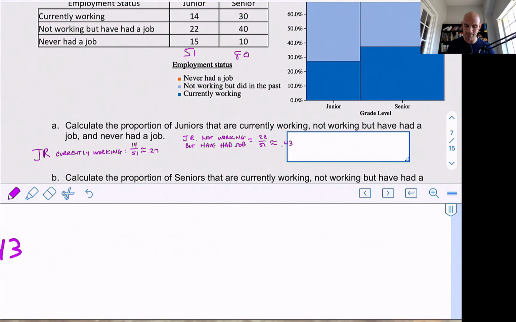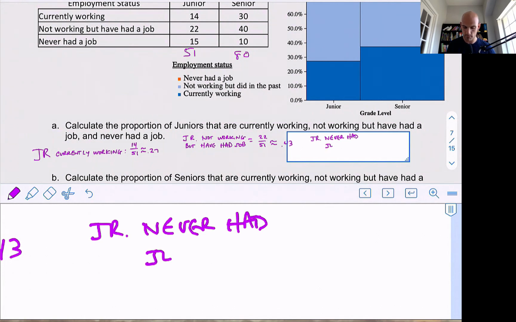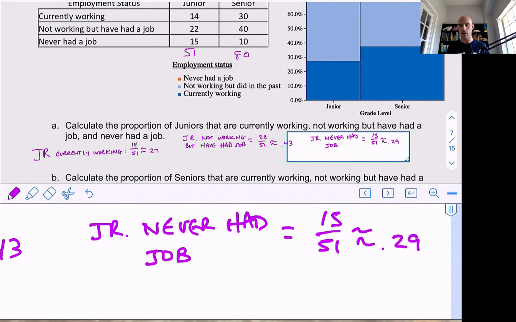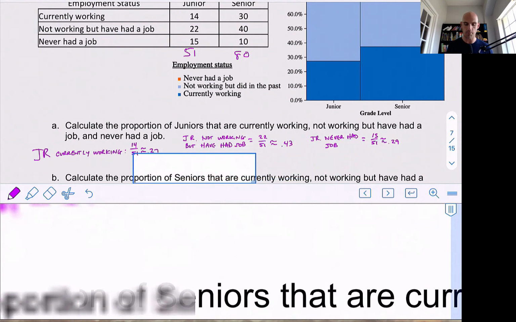Our last conditional probability is juniors never had a job. That is equal to 15 out of 51, which is approximately 0.29. Of note, when we add those three things up, they should roughly add up to 100%. Now we've rounded, obviously, but we should have all populations or all pieces represented.